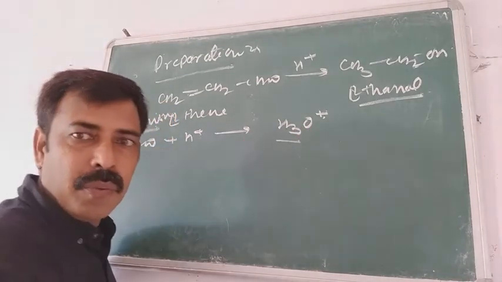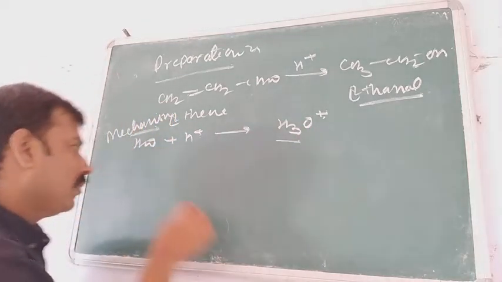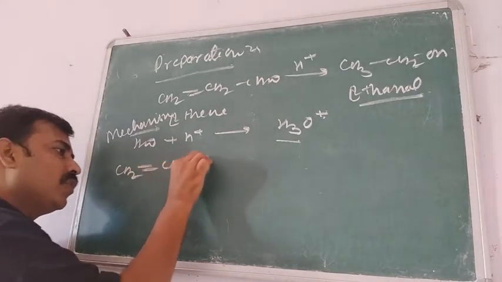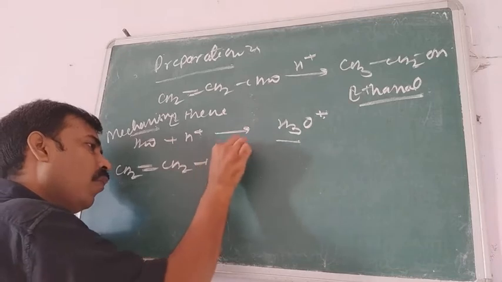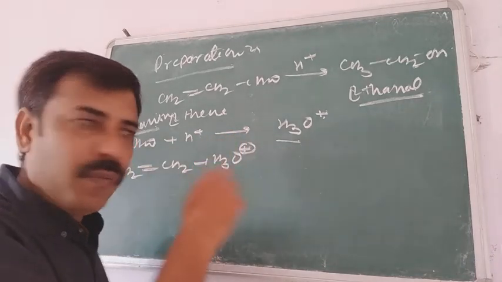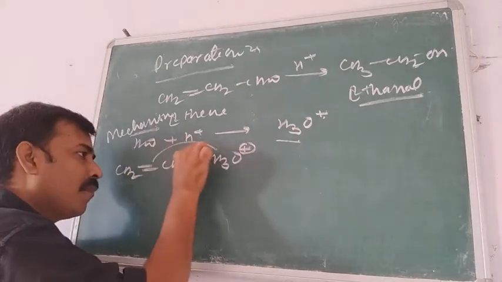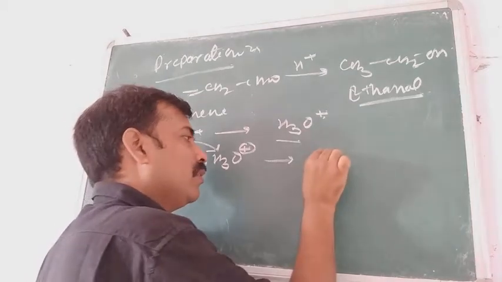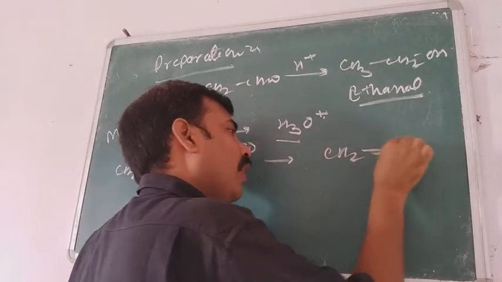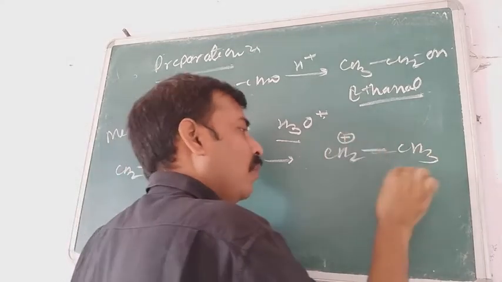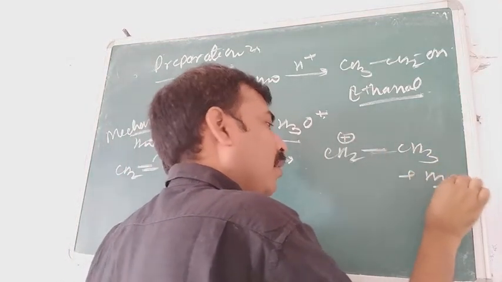Now, this attacking group will approach the alkene. This is the alkene, CH2 double bond CH2, plus H3O positive. And when this alkene approaches the system, what will happen? It will make CH2 single bond CH3 positive plus water.